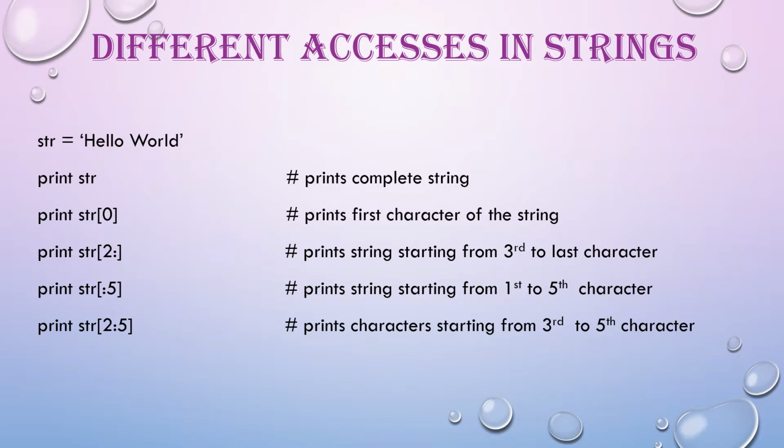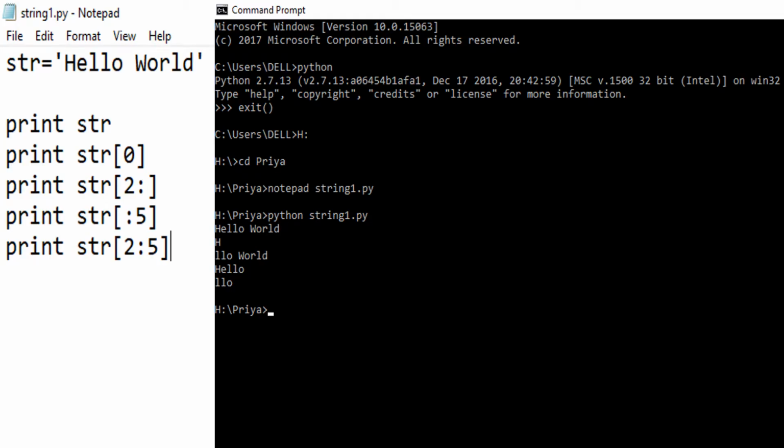Now we will see these examples on a notepad. Here we have written this program on a notepad and run it on a CMD. So what do we get? We get for str the whole hello world, then for str[0] the first character which has the index 0, then for str[2:] LLO world, and then for str[:5] we get hello, and for str[2:5] we get LLO, as we have said before.